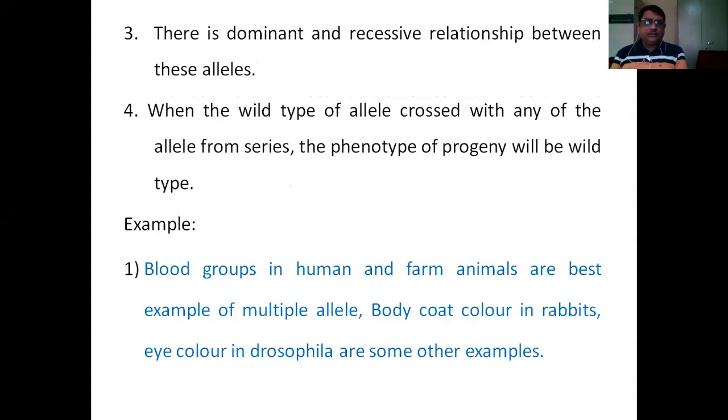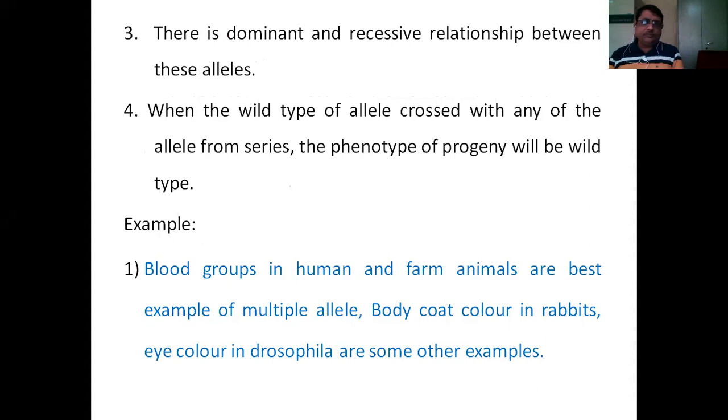Then next, there is a dominant and recessive relationship between these alleles. As I told you, the wild allele is always dominant in this series. So there is always a dominant-recessive relationship between these alleles. And when the wild type allele is crossed with any type of mutant form of allele, the phenotype is always wild type. That means these are the same properties. The wild allele always remains dominant.